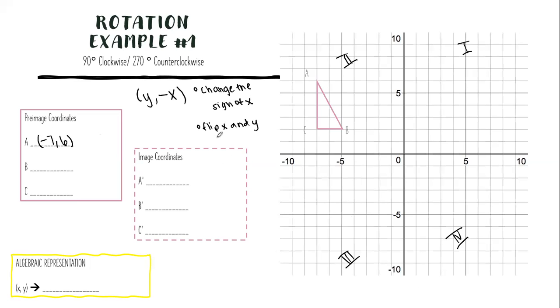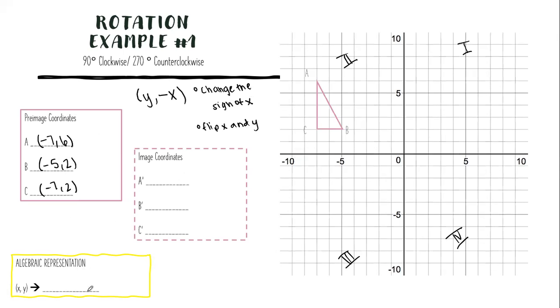-7, 6. And again, to remind you, you do the x first, so it's at -7 on the x-axis and +6 on the y-axis. So -7, 6. Where's B? -5, 2. Perfect. It's at -5 on the x, +2 on the y. Where's C? -7, 2. Awesome. So it's at -7 on the x, +2 on the y.